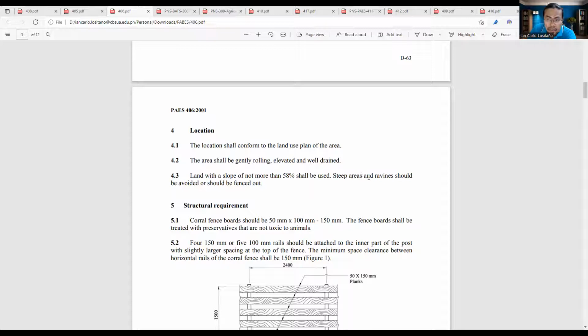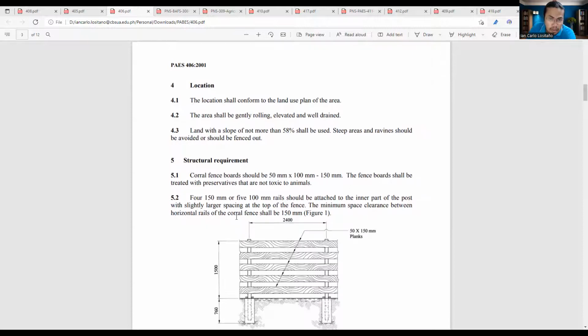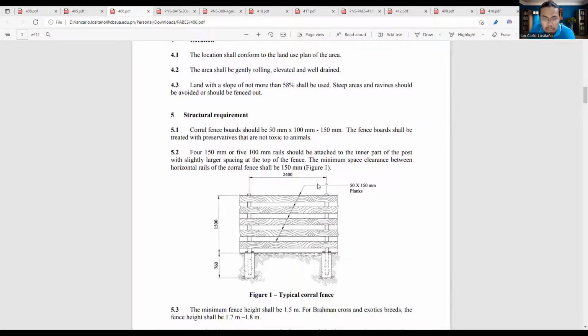Okay, steep areas are to be avoided or fenced out to avoid animal incidences such as accidents. Now, the corral fence should be 50 millimeters by 100 millimeters in dimensions. These are the planks, right? So these are the planks to be used in the corral fence. These are the boards being identified here in the sentence.